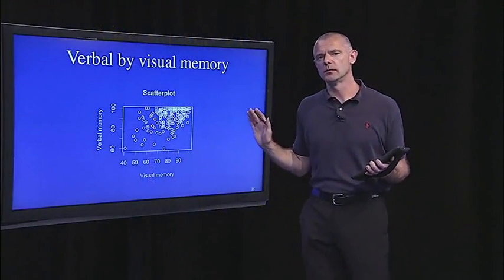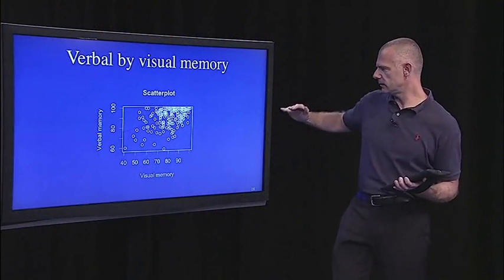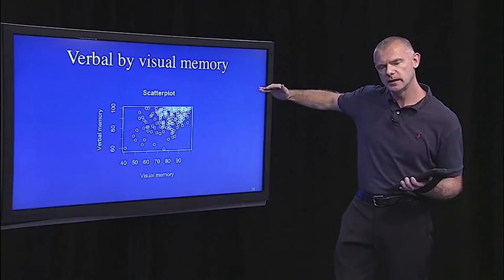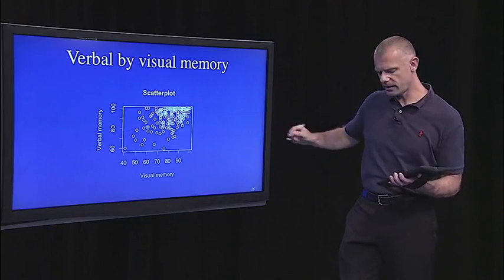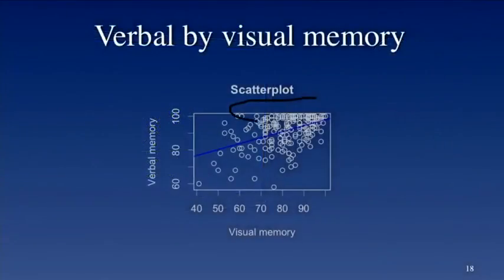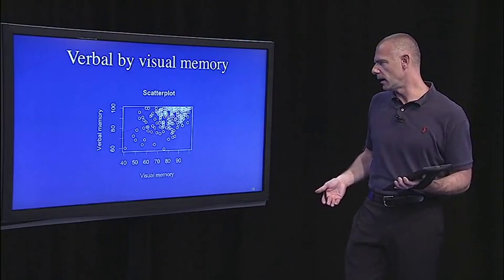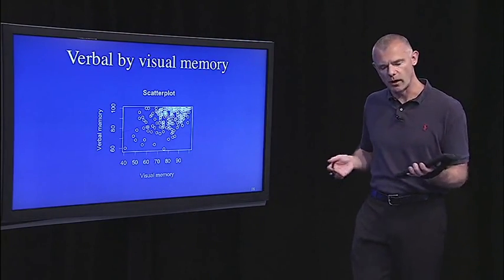One thing you should notice when looking at this scatter plot is that ceiling effect in the verbal memory task, right? There's a lot of people who are just sort of hovering there right around perfect. Again, that's showing the negative skew in the verbal memory measure. But still, we have a nice positive correlation between the two memory tasks, and it doesn't look too awful.